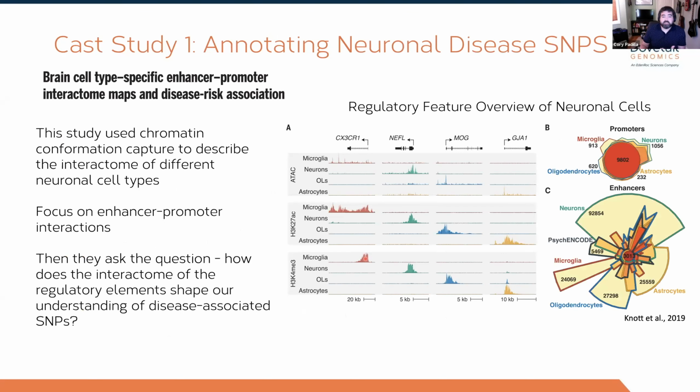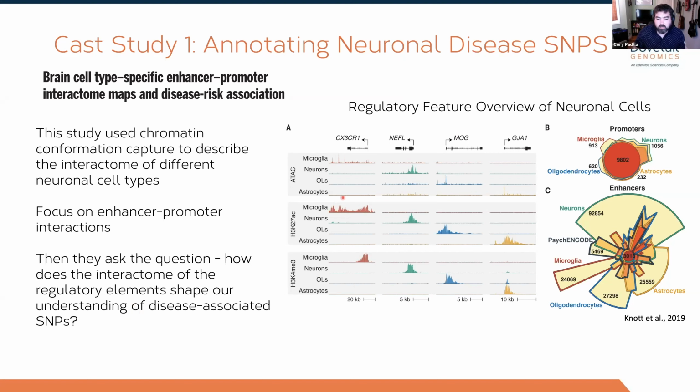All right. So first case study. This is a really fantastic piece of work. I think this is a Science manuscript from 2019. But really what this group was doing was using the interactome data, this 3D orientation data, to help annotate neuronal disease SNPs that have been previously identified through GWAS. So here they used a combination of ChIP-seq, GWAS data, and what's known as capture Hi-C, which is this Hi-C-like data type, to really ask the questions of what are enhancers and promoters doing and how can we use that information to better understand these disease-associated SNPs.